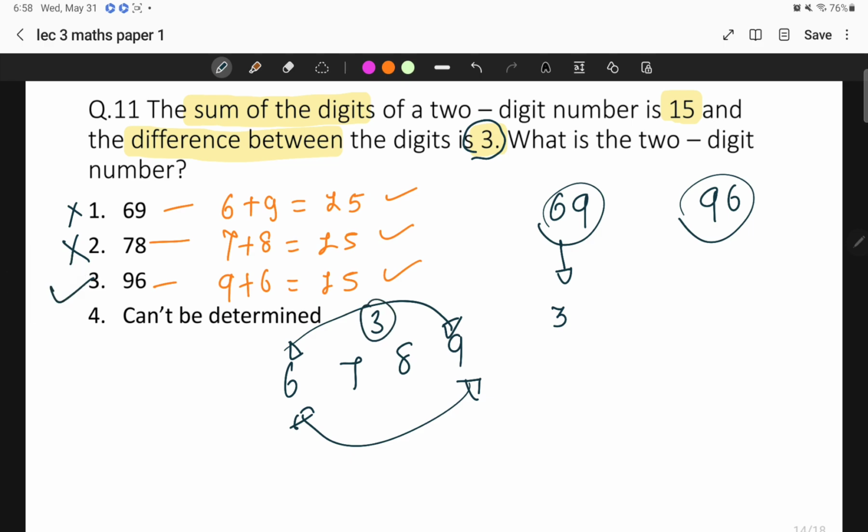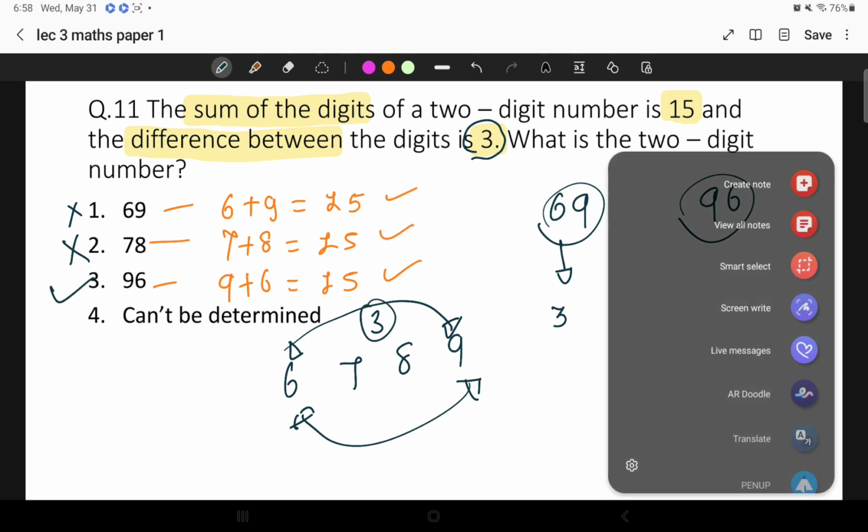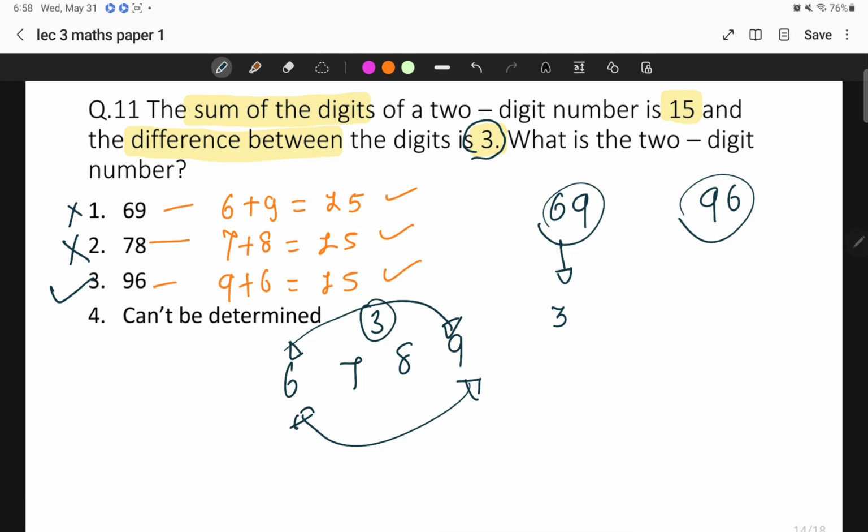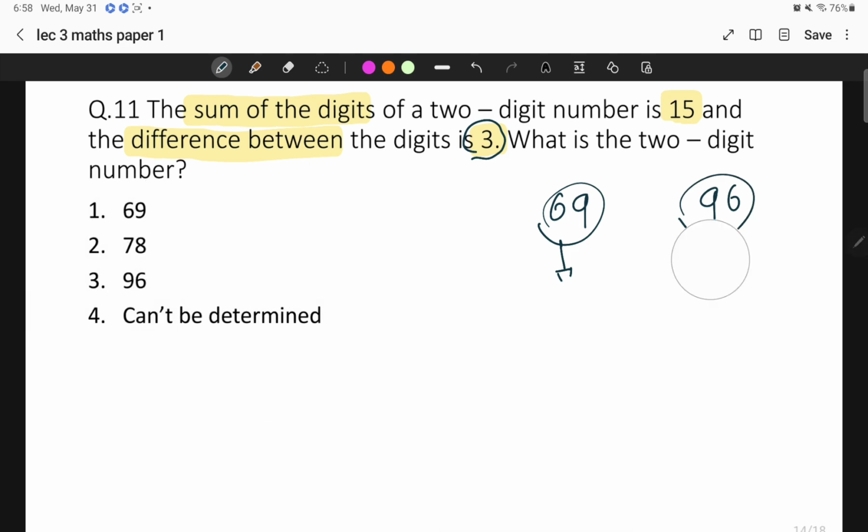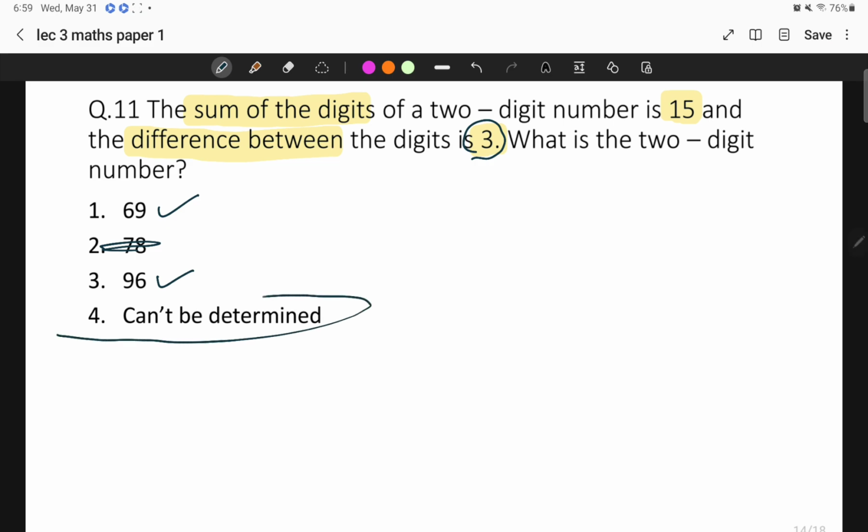So both of these options, that is option A as well as option C, are following the second condition as well as the first condition. They are following both the conditions. So for this question, the correct answer that they had given us was cannot be determined, as both the options are correct here. Both options are correct, hence they have given us cannot be determined as an answer.